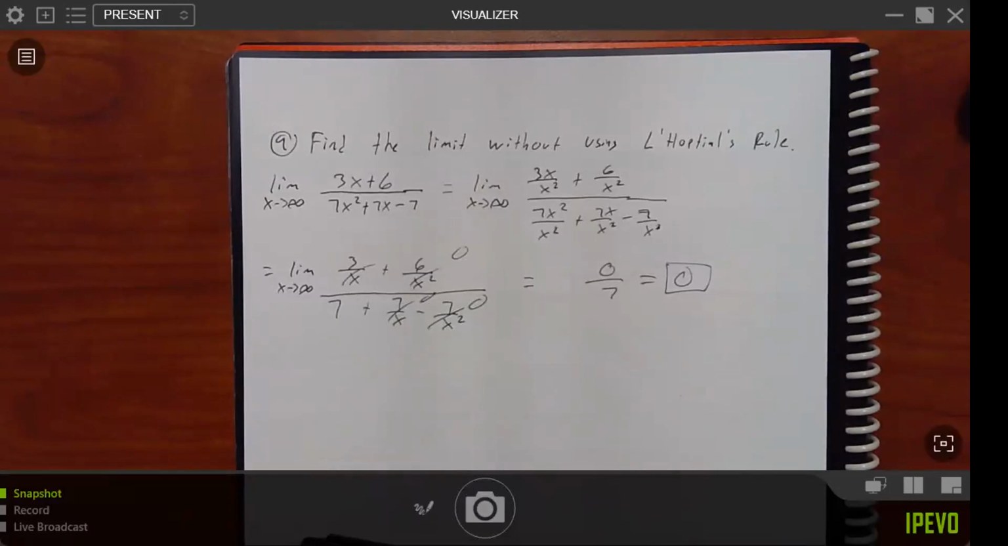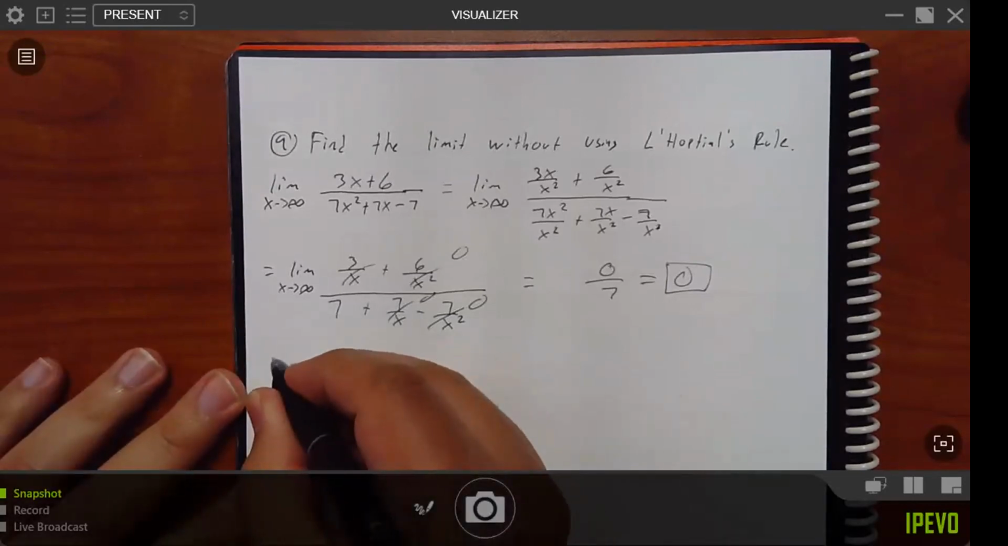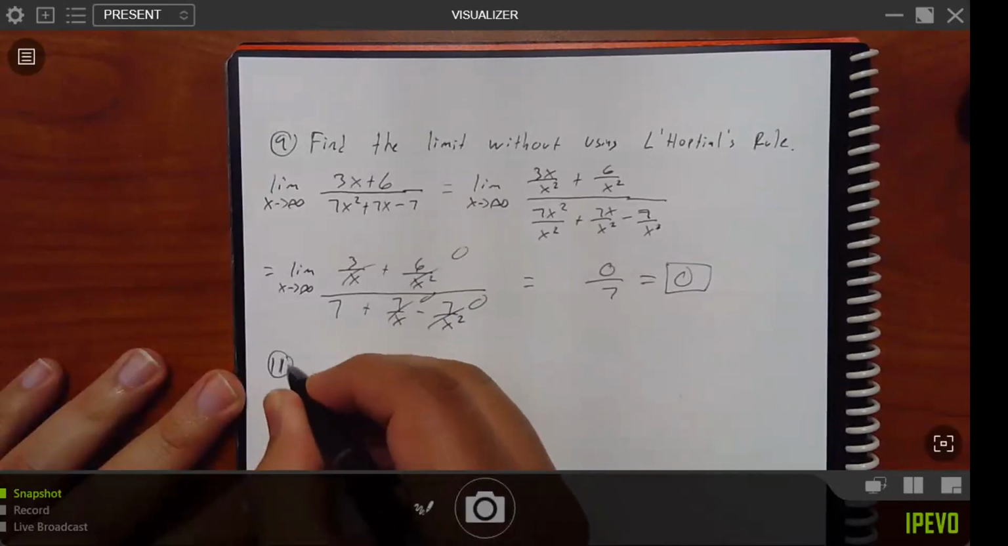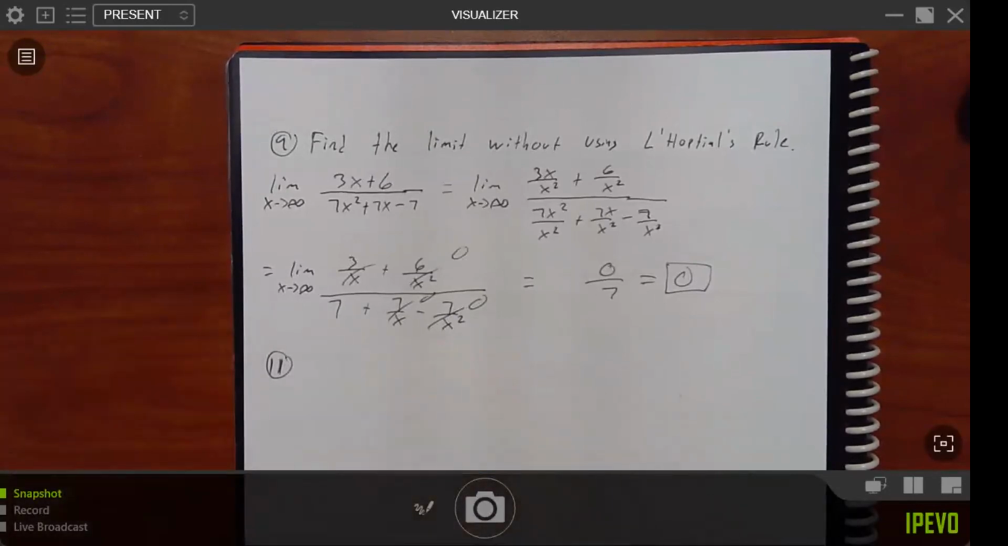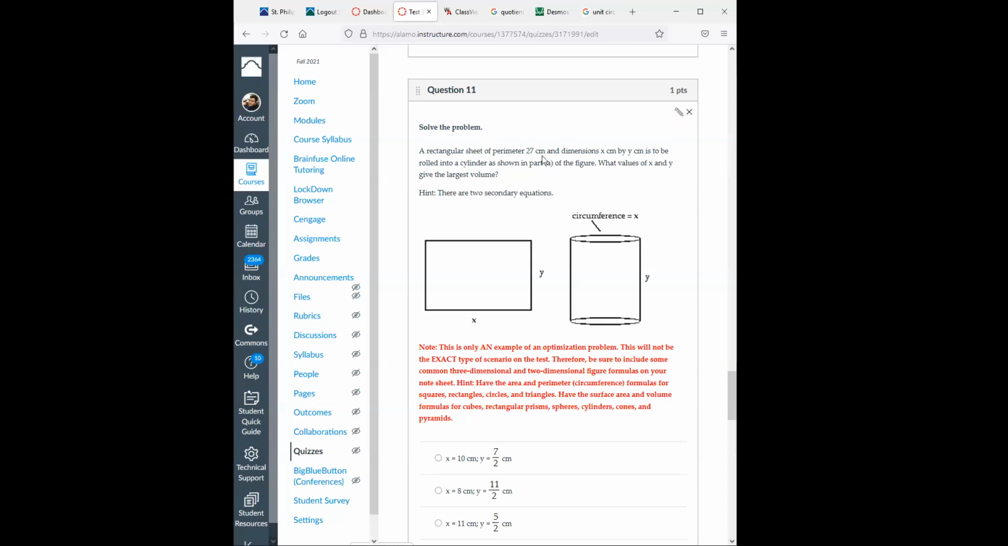Now let's do 11, because 10 looks like it'll take too long. And we did one of those recently, or similar to that one. Let's see here. A rectangular sheet, perimeter 27, is rolled into a cylinder. What values of x and y give the largest volume?